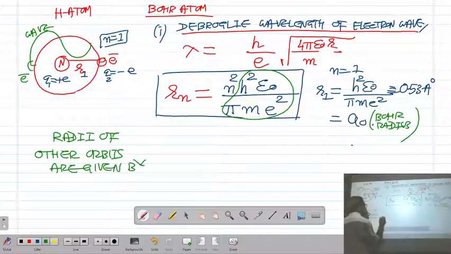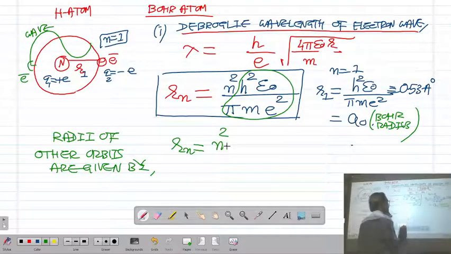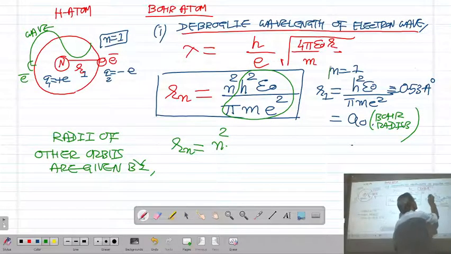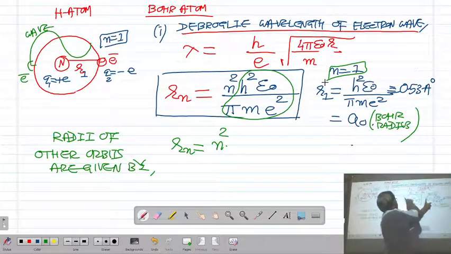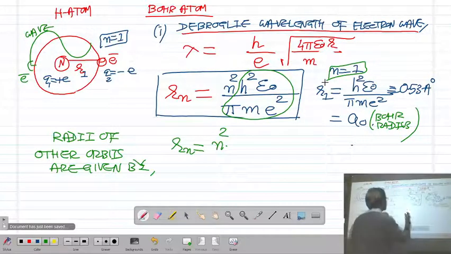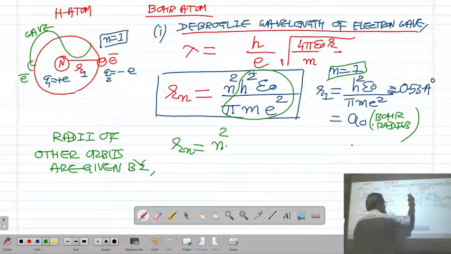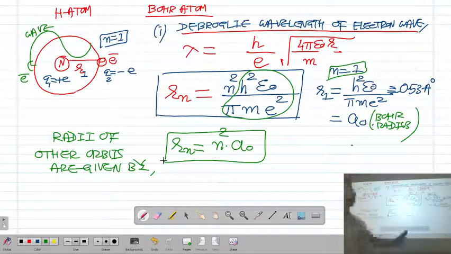Rn is equal to n square, and as I told you, the radius of the smallest or innermost orbit, n is equal to 1, of the electron in a hydrogen atom is R1, which is h square epsilon 0 upon pi m e square, 0.53 angstrom. It is called the Bohr radius A0. So n square times this, which is nothing but the radius of the innermost or ground state orbit of the electron around the nucleus, so it is A0. So Rn is equal to n square A0.